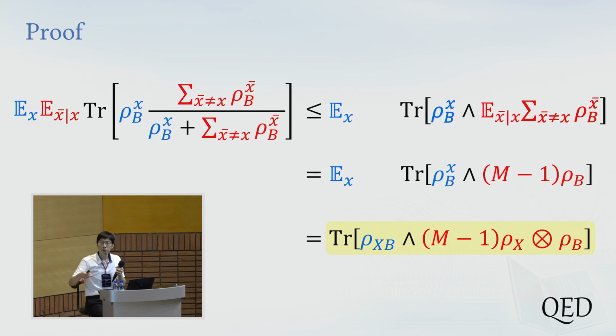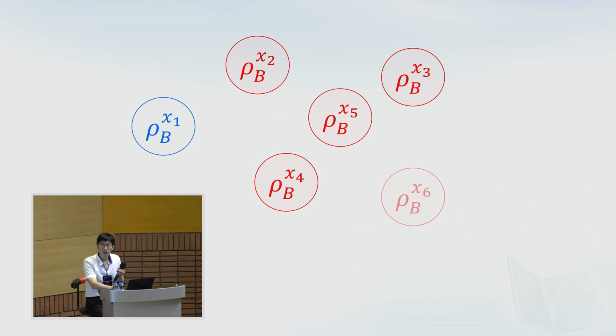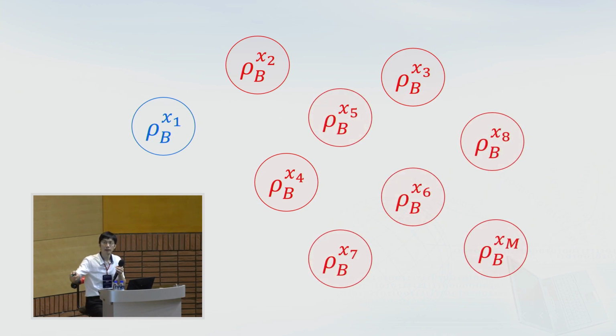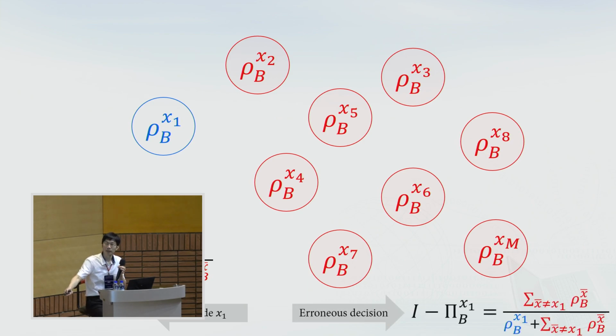So let me summarize the proof in the following diagrams. Suppose that I send the message rho_B,x1 at the channel output, and the red ones are all the other alternative states. Then the POVM element of the pretty good measurement is like this. We have seen it before. This means that we are deciding the same state rho_B,x1. Then let's see the complement of it. Identity minus this pi_B,x1 is just this quotient. In the numerator, you can see that it is the sum of all the red part.